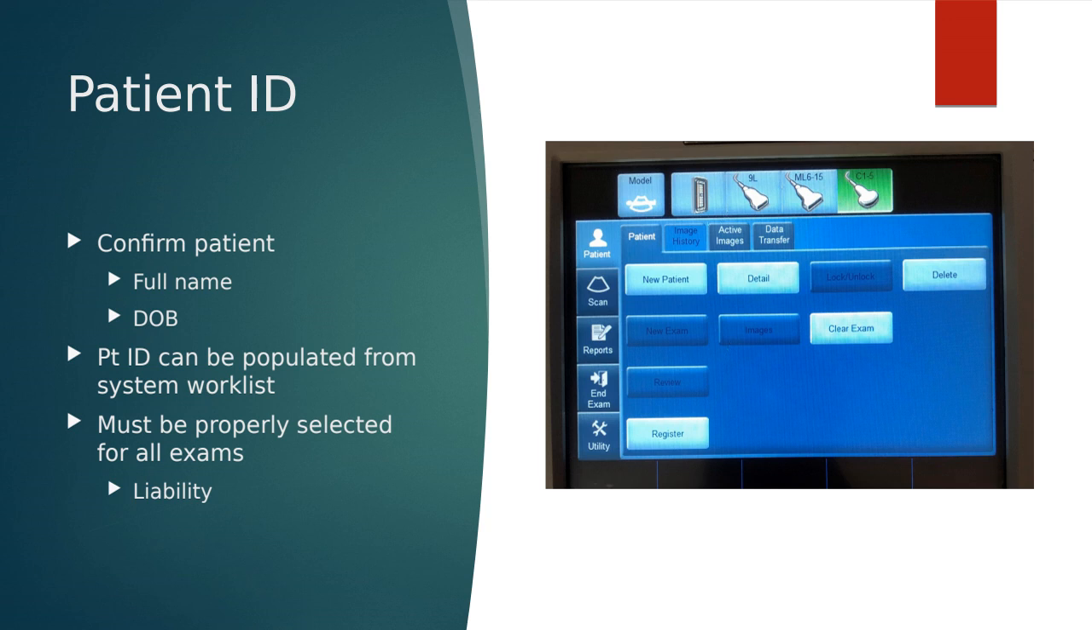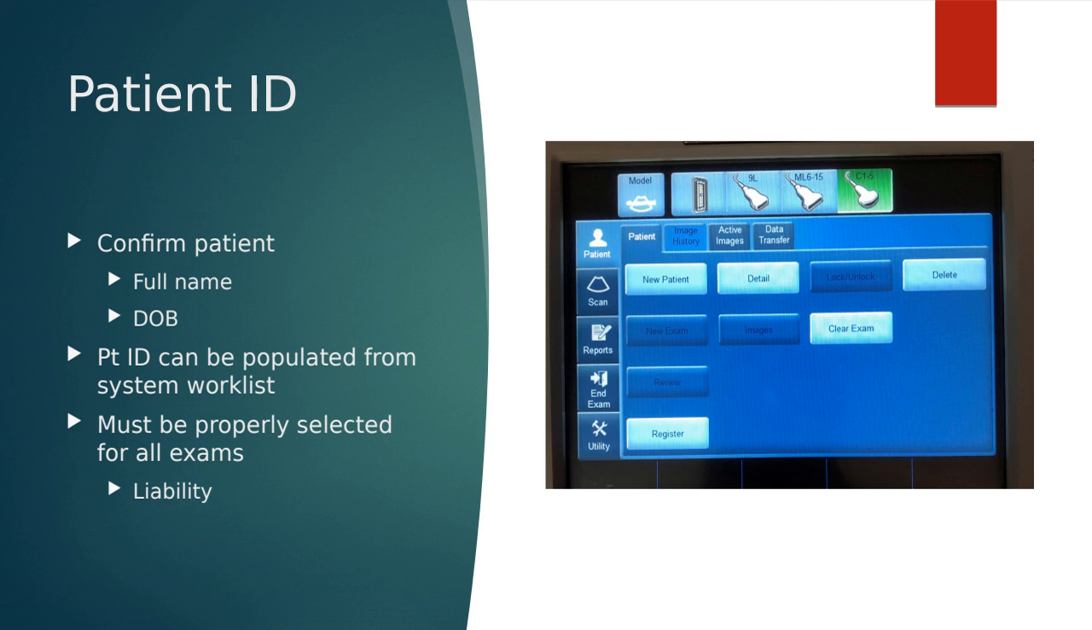Okay, moving through how we would typically scan an exam, we are going to use our touch screen for a lot of our initial setup. Our patient ID or patient work list is where we can confirm our patient, their full name, spelling, and date of birth. Patient ID, like we said, can be pulled from a system work list or a DICOM work list. We must properly select this for all of our exams.